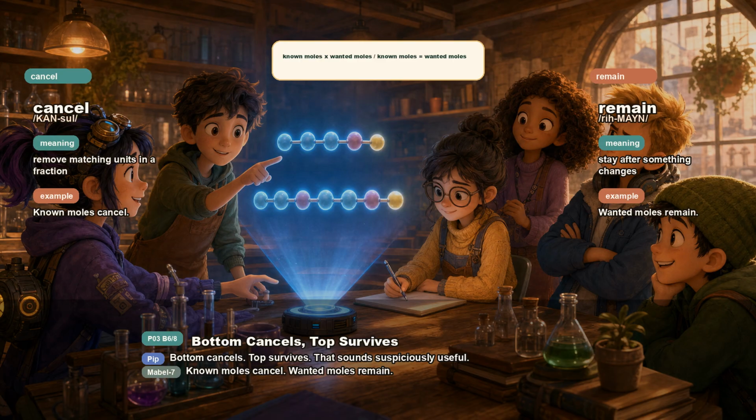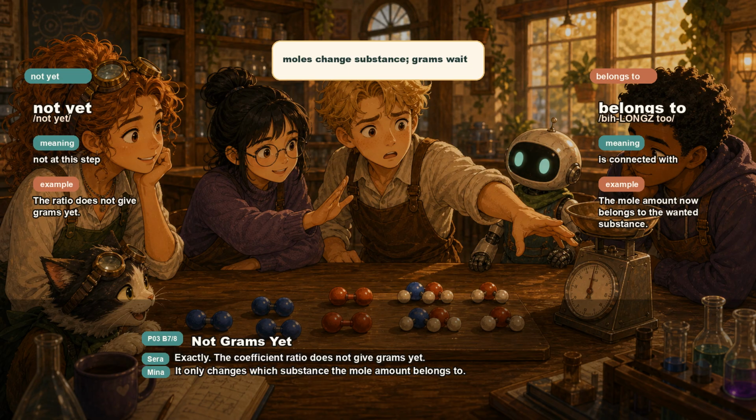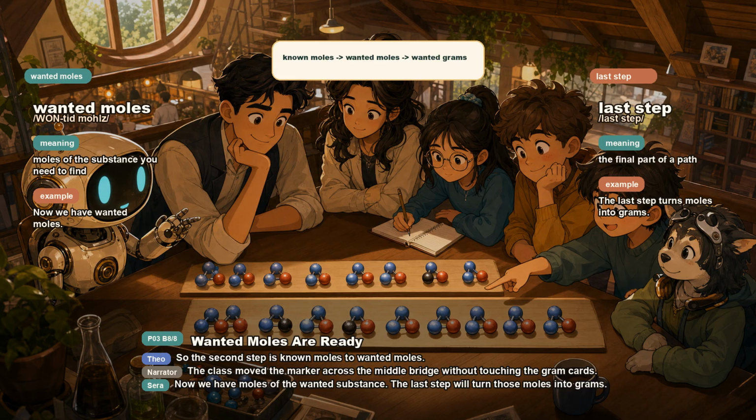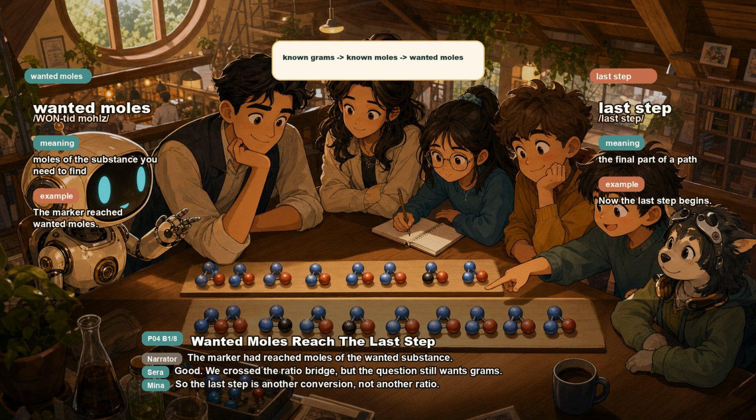Exactly, the coefficient ratio does not give grams yet. It only changes which substance the mole amount belongs to. So the second step is known moles to wanted moles. The class moved the marker across the middle bridge without touching the gram cards. Now we have moles of the wanted substance. The last step will turn those moles into grams. The marker had reached moles of the wanted substance.